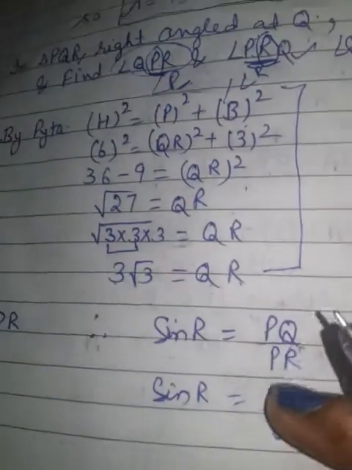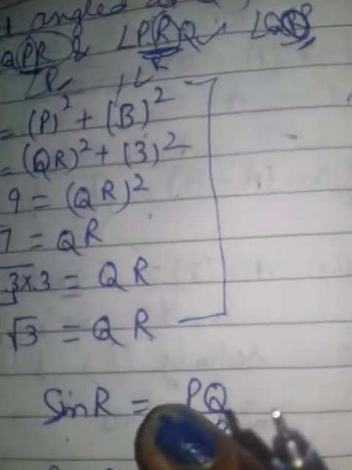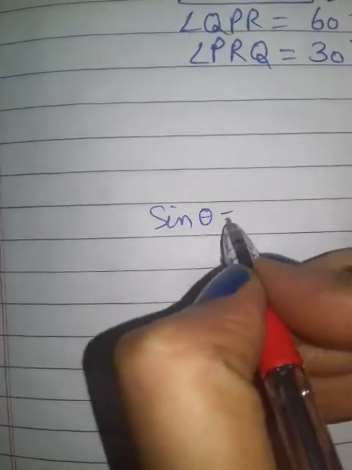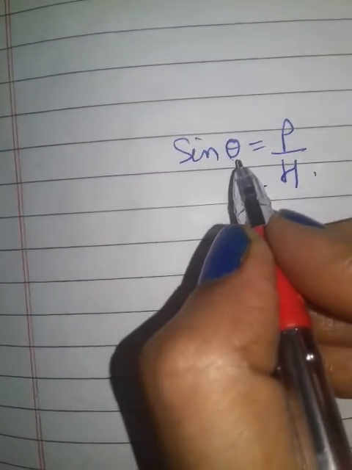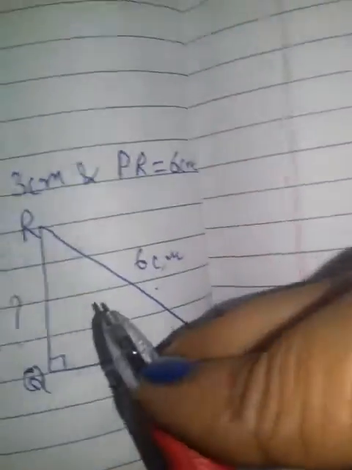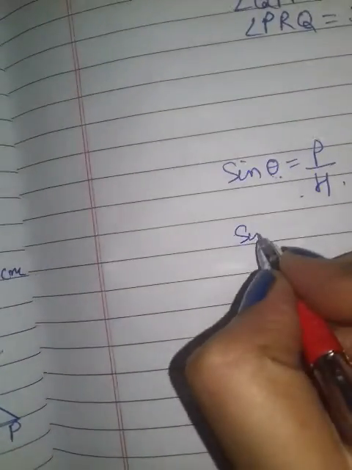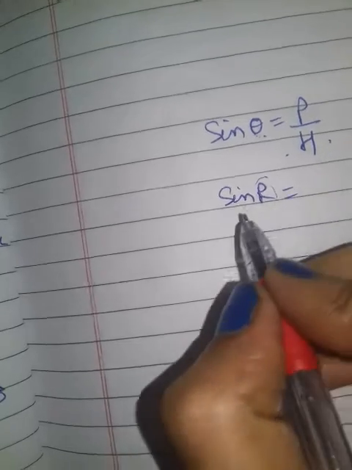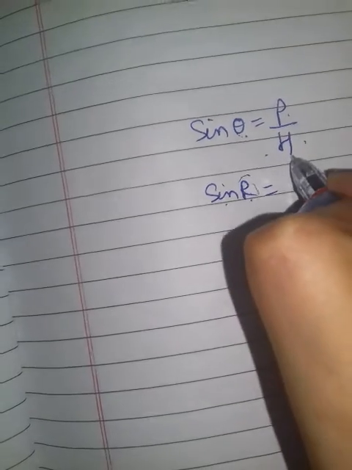Now how will I find? You have to find angle R. So sin theta is equal to perpendicular upon hypotenuse. You know what theta you want here, because you want angle R. For R I will put sin R. Clear? Because I have to find R, somehow I will cancel the sin. I have to find what? R. So what will I do? I will put the values of P and H.